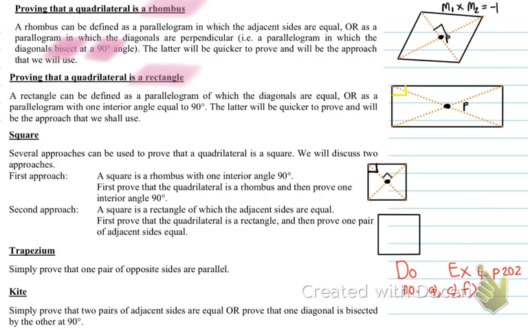The second method is a square is a rectangle of which the adjacent sides are equal. So first we prove that it's a rectangle. How do we prove that something is a rectangle again? We prove that the diagonals bisect one another, and then we prove that one of the interior angles is 90 degrees, and then I have to prove that one pair of adjacent sides are equal. Adjacent are the ones that touch one another. Opposite sides are right across from one another. Okay, so adjacent sides are the ones that touch one another there. Okay, so that is the adjacent sides that are equal.